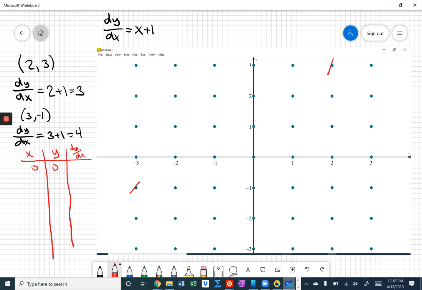If I'm at 0, 0, then to get the slope at 0, 0, I'm going to, again, take the x coordinate and add 1 to it. So 0 plus 1 is 1. And so at the origin, we're going to have 1 as the slope. So it would be something like this. There's my little line segment. But notice something else here.